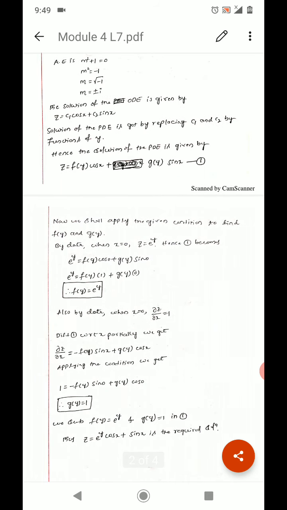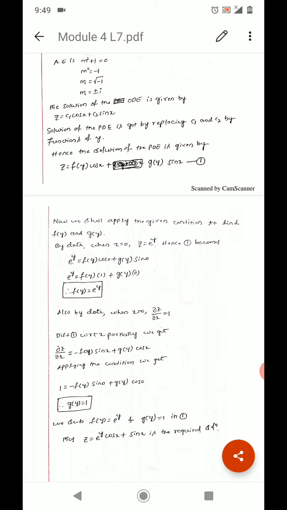Also we have, when x equal to 0, del z by del x equal to 1. So to obtain del z by del x, we have to differentiate equation 1 with respect to x, partially. So del z by del x becomes, since f of y is constant, we have to differentiate only the functions of x. So f of y into differentiation of cos x, which is minus sin x, plus g of y into differentiation of sin x, which is cos x.